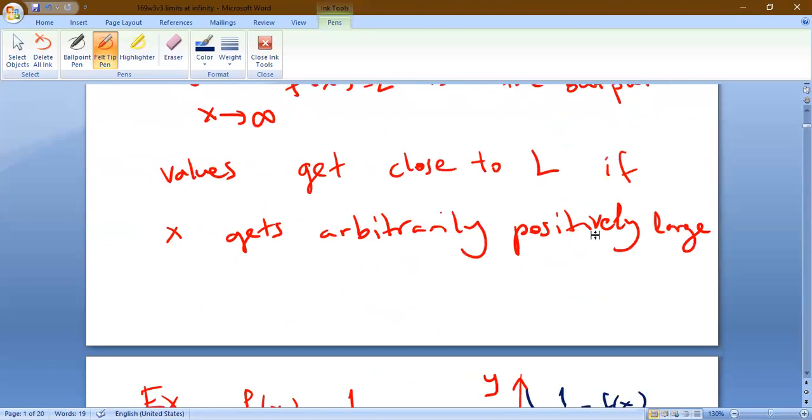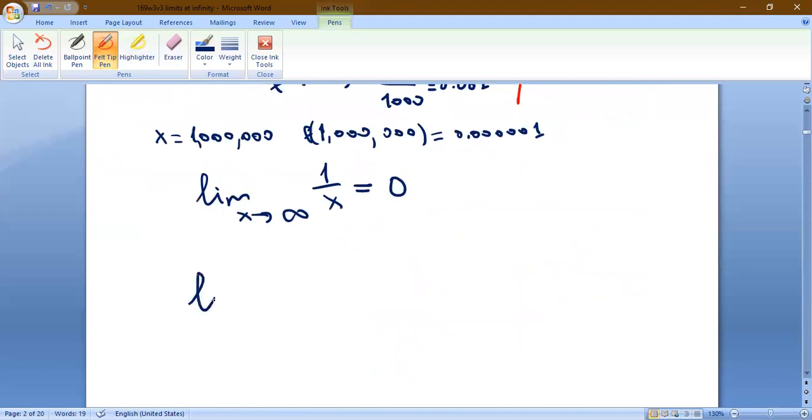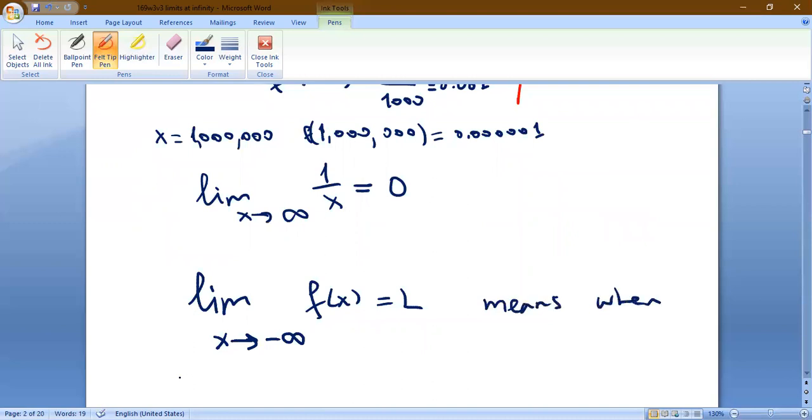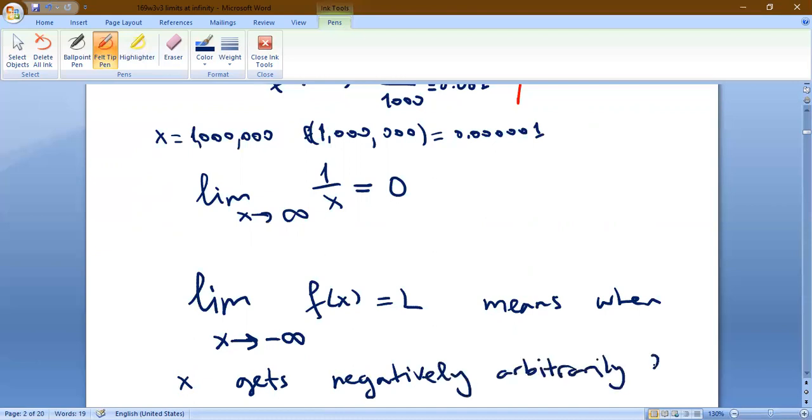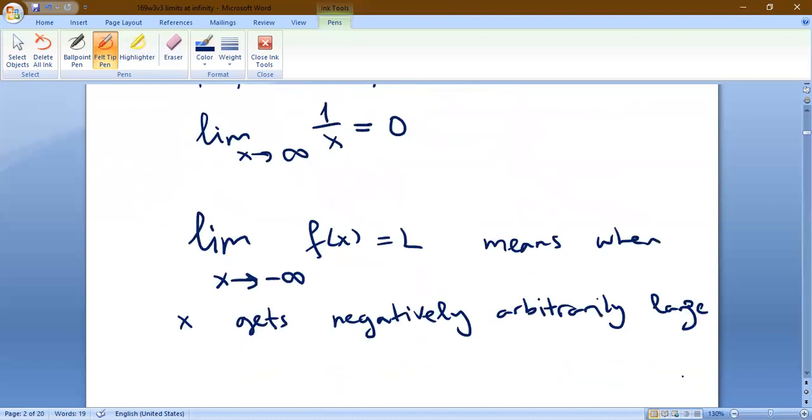Now let me also write the negative infinity case. We say the limit as x goes to minus infinity of the function is equal to L. As I say again, L can be finite or even infinite. This means when x gets negatively arbitrarily large, then the values of f are approaching L.